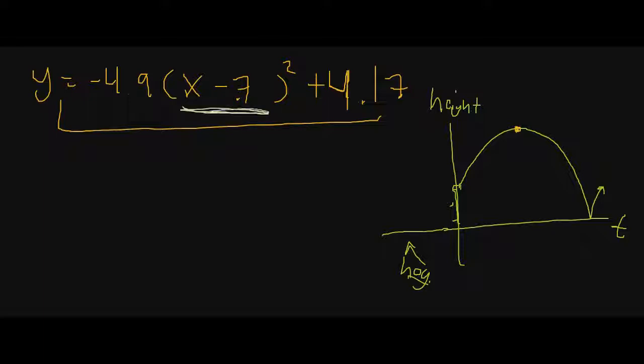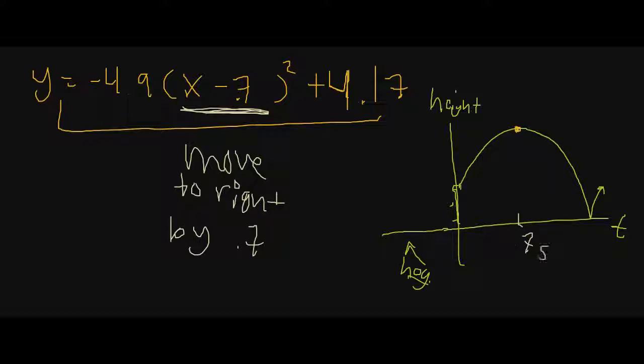Well, look here. What does the x minus 0.7 tell us? Well, it tells us to move to the right, right? It's always the opposite, to the right by 0.7. So this is going to be 0.7 seconds. And then at 0.7 seconds, this tells us to go up. Well, up here, it's going to be 4.17, right? So at 0.7 seconds, it reaches the maximum height of 4.17 meters.